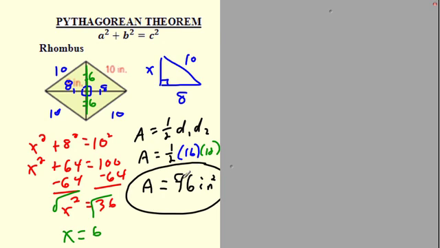Worst looking 9 I've ever made. Excellent. Very good. Very good.